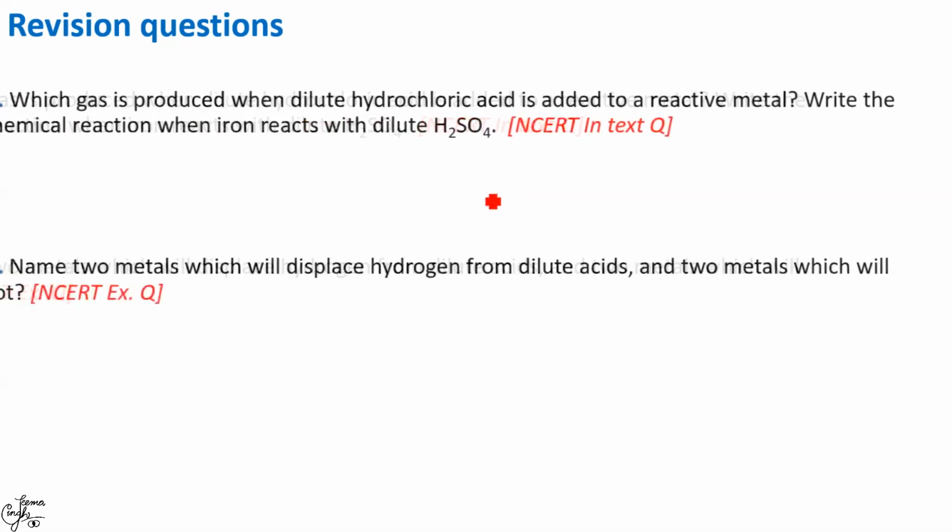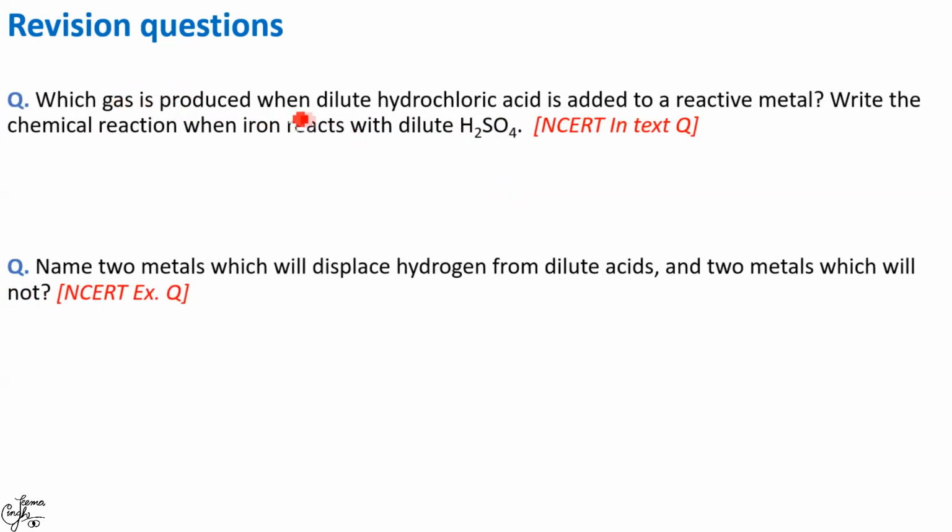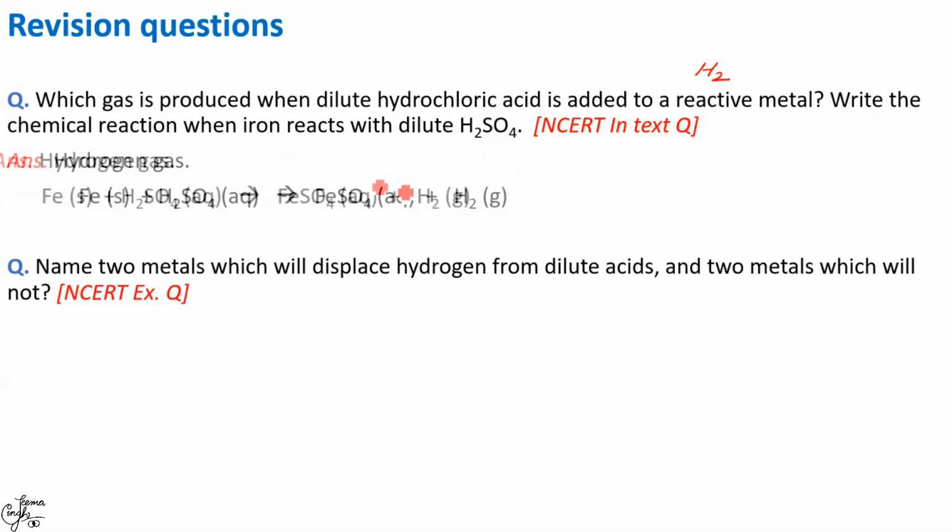Starting with the first question, which gas is produced when dilute hydrochloric acid is added to a reactive metal? The gas is hydrogen. Write the chemical reaction when iron reacts with dilute sulfuric acid. So iron will react with dilute sulfuric acid to give rise to iron sulfate, and hydrogen gas will be evolved. You can check your answers here.